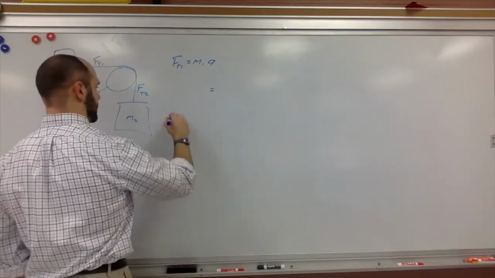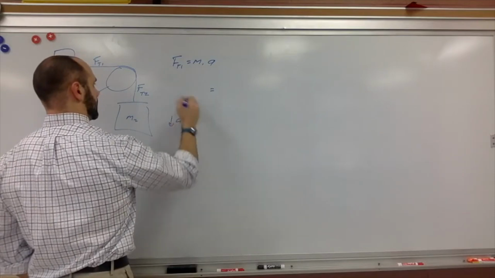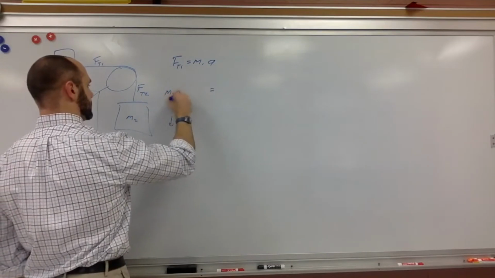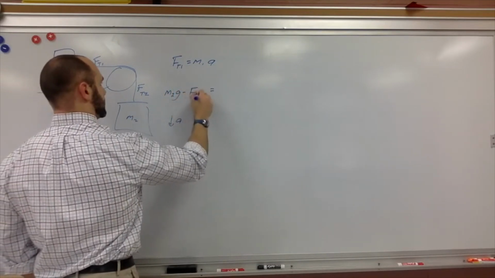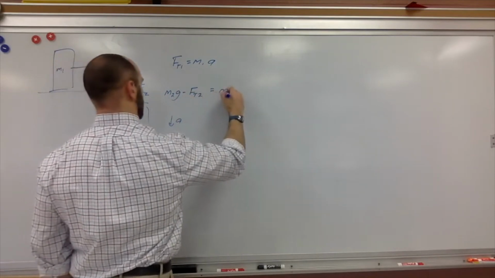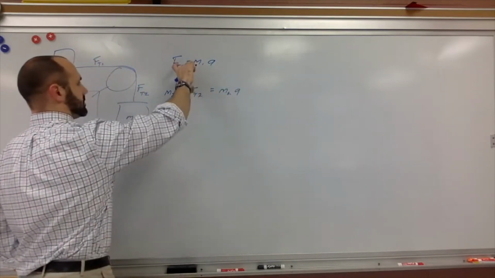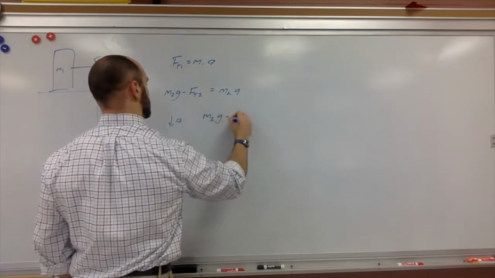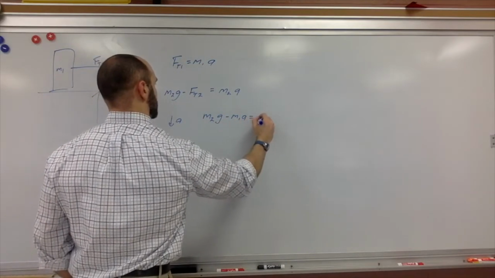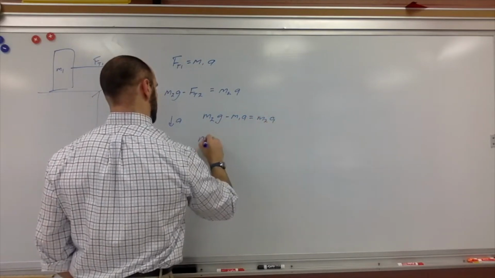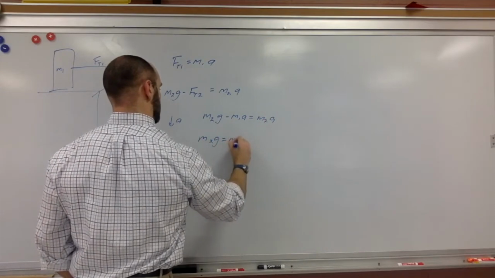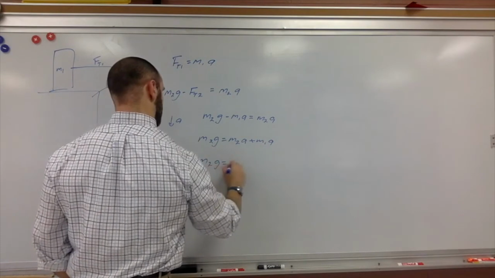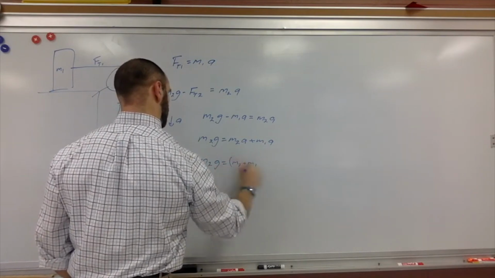Since this is the direction of the acceleration, I'm going to make that the positive direction. So M2G minus Ft2 is equal to M2A. These are the same, so I'm just going to plug this into here. So M2G minus M1A equals M2A. Right, so let's see, M2G equals M2A plus M1A. So M2G equals M2 plus M1 times A.